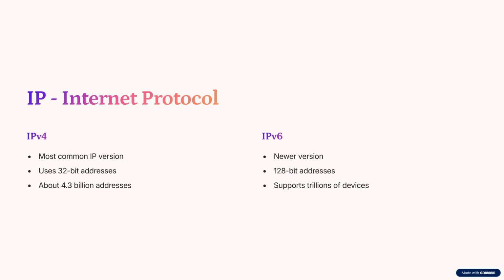IP is the primary protocol for addressing devices. IPv4 is the most common version, with 32-bit addresses. IPv6 is newer, has 128 bits, and supports many more devices in the world.